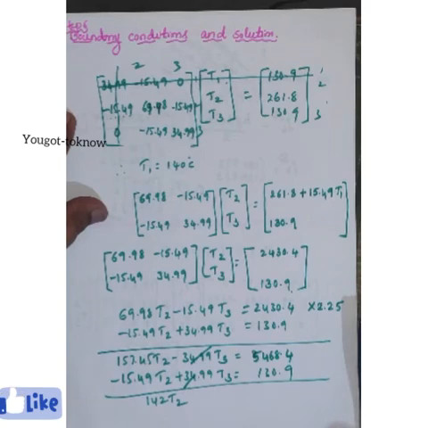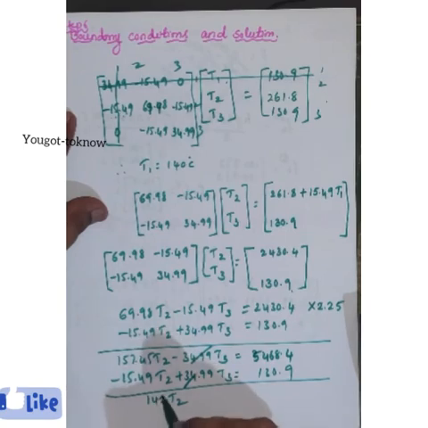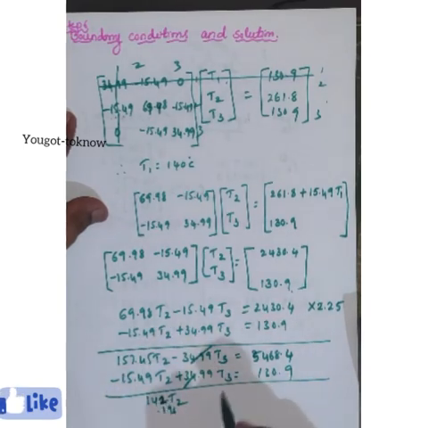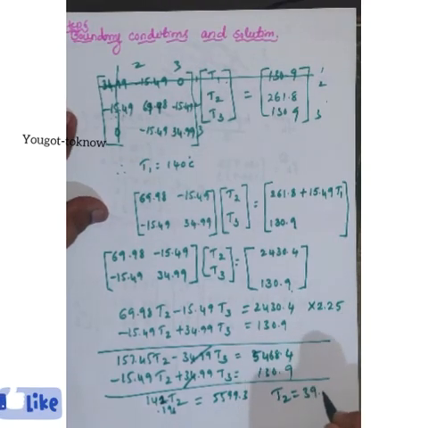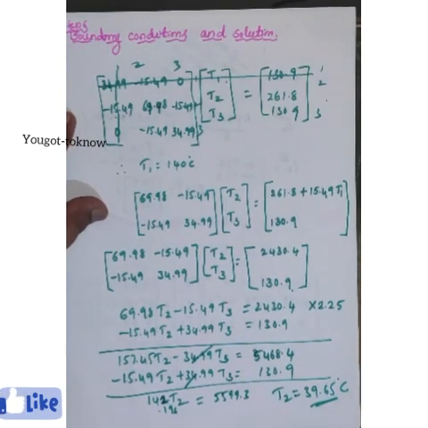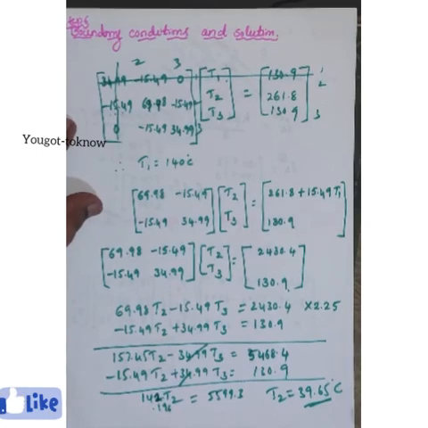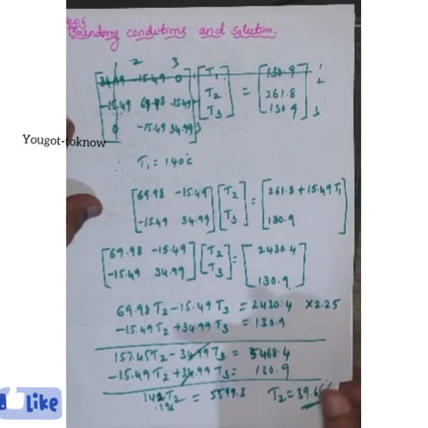So 141.96 T2 equals, on this side, 5468.4 plus 130.9, which becomes 5599.3. If you calculate, T2 equals 5599.3 divided by 141.96. If you calculate it, you are going to get 39.65 degrees Celsius. Okay, now you got it: T2 is 39.65 degrees Celsius.